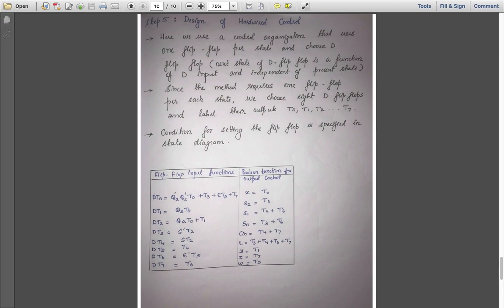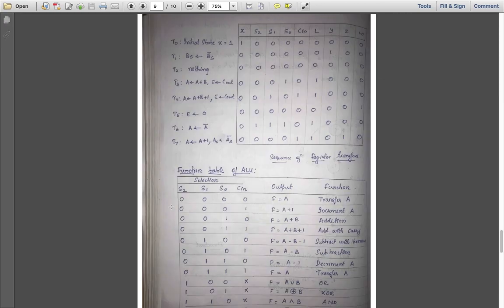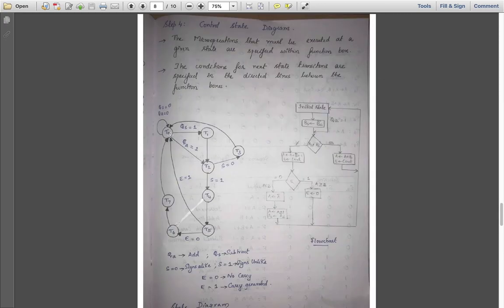So based upon that you are going to use the different flip-flops. So DT0 means the flip-flop that is present in the T0 state, then the flip-flop present in the T1 state, T2 state, T3, likewise. Now how do we come up with this equation? To come up with this equation, let's see how DT0 or T0 can be reached. So let's go back to that state diagram.